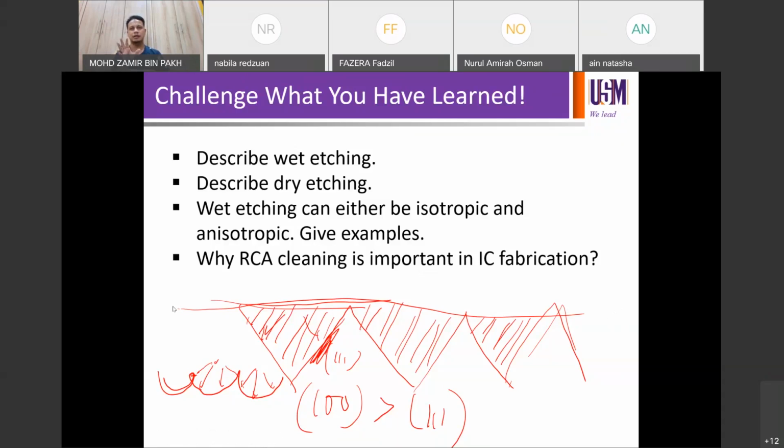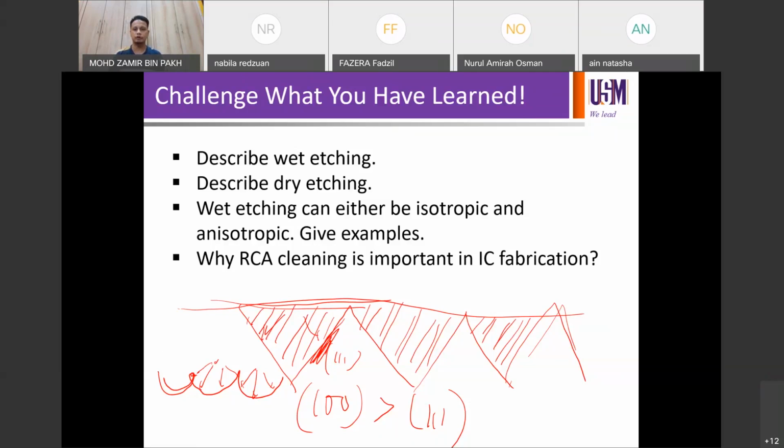But in some cases, where they are not within this pyramid or pore category, you can also use a combination of both to get special features. But pyramid or pore shape is very clear cut. When we talk about some other features, maybe you need a combination of both, and you don't really fall into either distinct category anymore. Okay. So the final question: why is RCA cleaning important in IC fabrication?